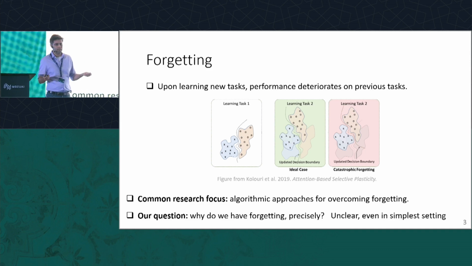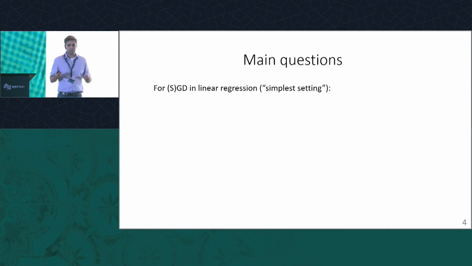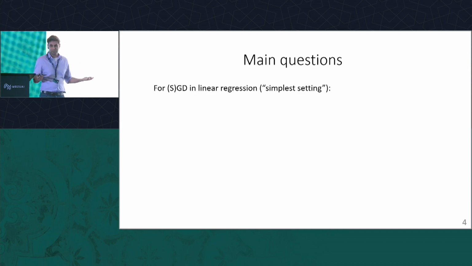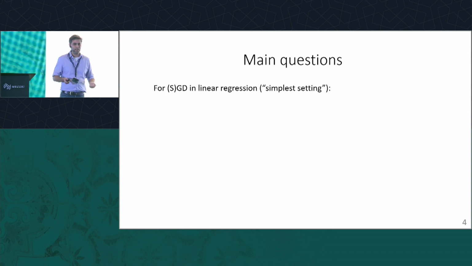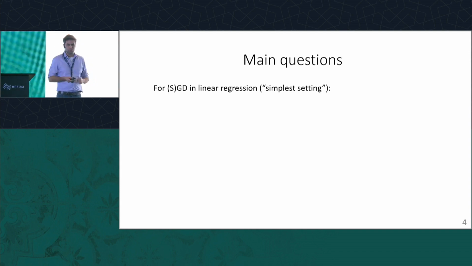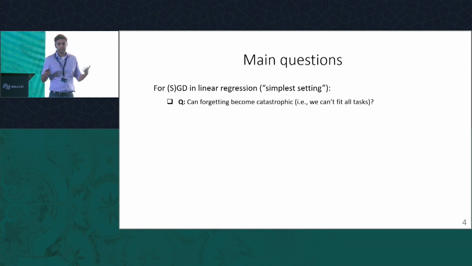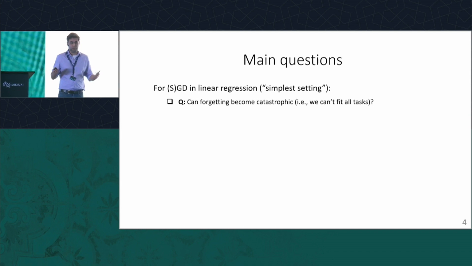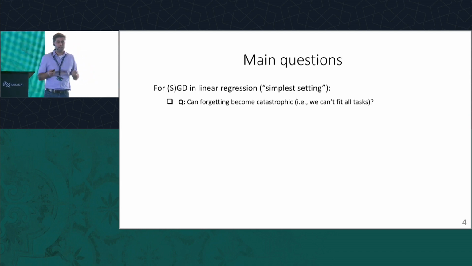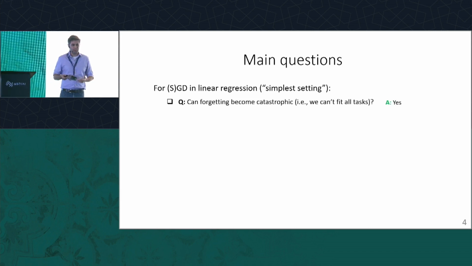So what is the simplest setting? As usual, we start with gradient descent, or SGD, on linear regression. It's the simplest model, where you can try to answer those questions. So what are the main questions we're trying to understand? First, can forgetting become catastrophic, meaning we cannot fit all the tasks, even in this simple, very basic model? As a spoiler, the answer is yes. Even in a very simple model, we can get catastrophic forgetting.